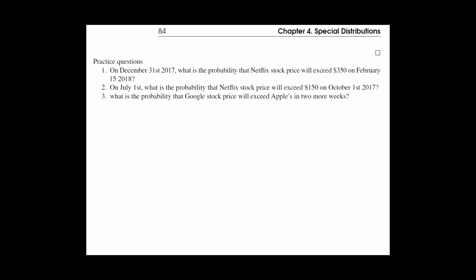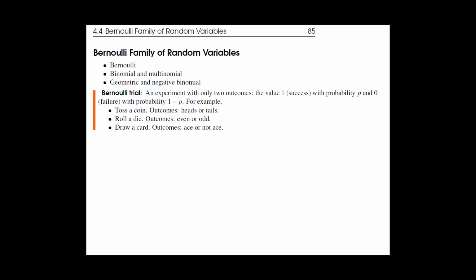Let's keep going. Let's talk about the next family of distributions. All right, so the Bernoulli family is, I would say, the first distributions that were developed, right? Because Bernoulli actually was a family of mathematicians, so they made very important contributions to our understanding.